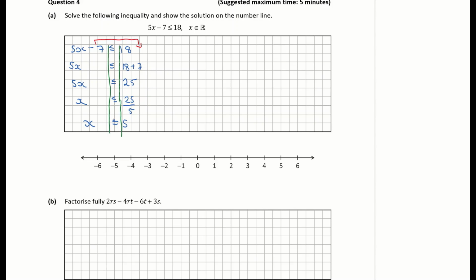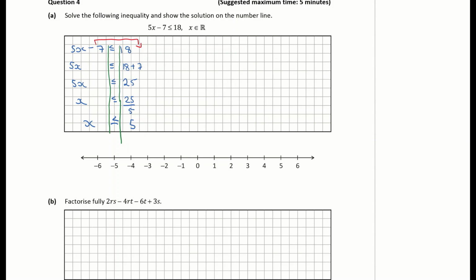Don't change the direction of an inequality sign. You only change the direction of the inequality sign when you're dividing by a negative. So don't change the direction of your inequality sign here. Okay, so x is less than or equal to 5. I now need to graph that on my number line.